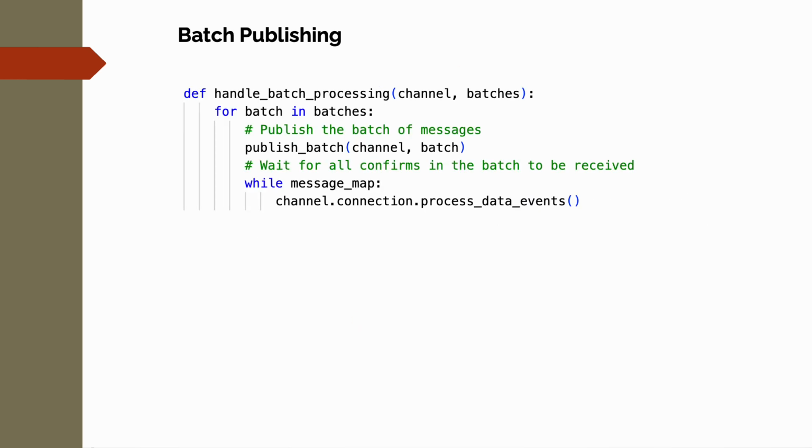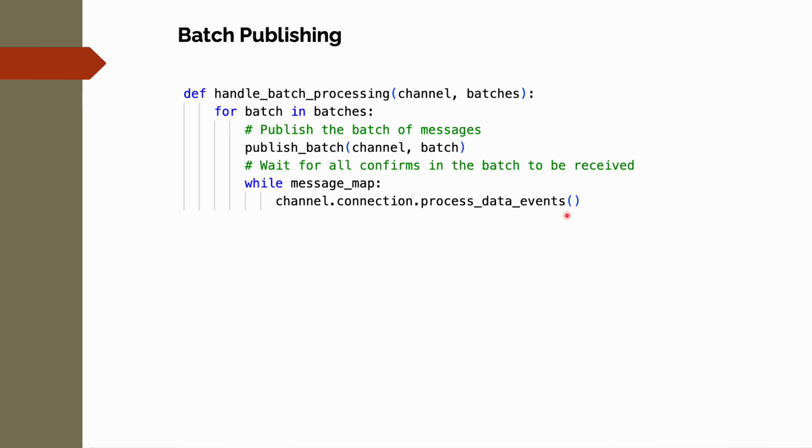The handle_batch_processing function iterates through each batch, calls publish_batch to publish the messages, and waits for the confirms to be received by continuously processing data events. This allows for batch publishing and confirmation handling.